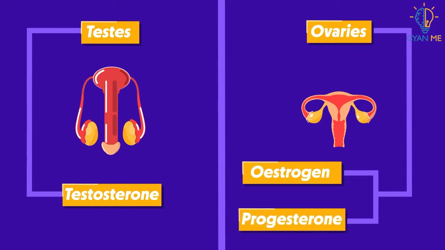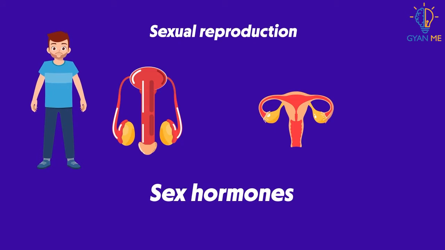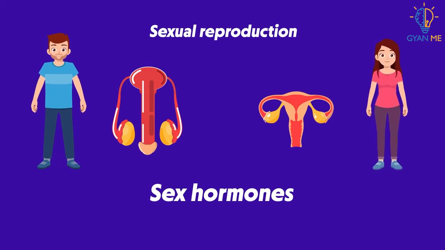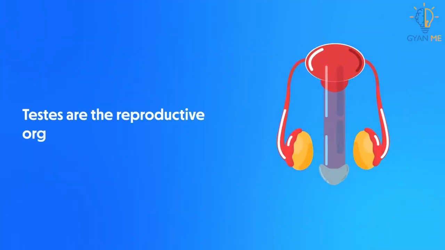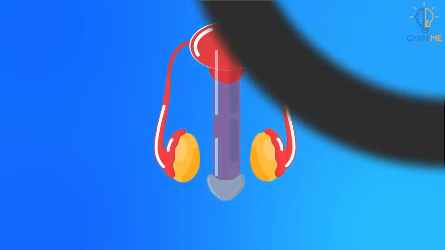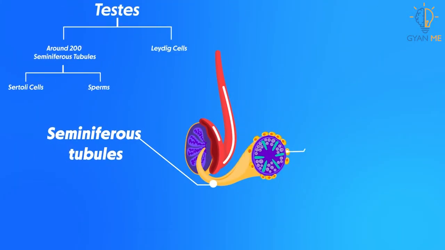As these hormones are produced by the reproductive organs and play very important roles in sexual reproduction, they are called sex hormones. Now, let us see in detail about the reproductive organs or glands in males and females. They are also known as the gonads. First, let's see about the testes. Testes are the reproductive organs of the males. They are composed of seminiferous tubules, Leydig cells, and Sertoli cells.